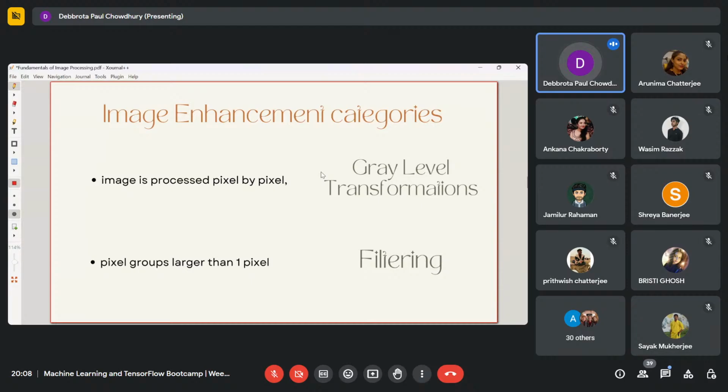So basically, whenever we are talking about image enhancement, there are two categories. One is called gray level transformation and another is called filtering. Gray level transformation we'll see first. Gray level transformation is basically when we manipulate one pixel at a time. Whenever we are working with a group of pixels, then we use filters. So first we'll see gray level transformation, where we transform each and every pixel.